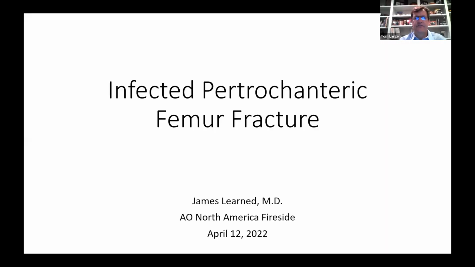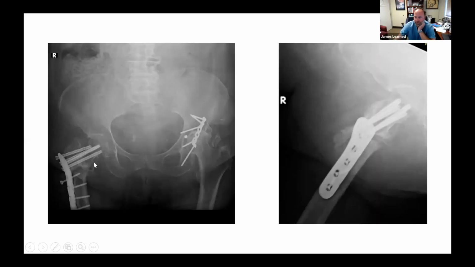Dr. Learned has an infected peritrochanteric proximal femur fracture that he's going to take us through now. Great. Thanks everyone for being here. Thanks, Dr. Levack, for that case. So this is my patient.